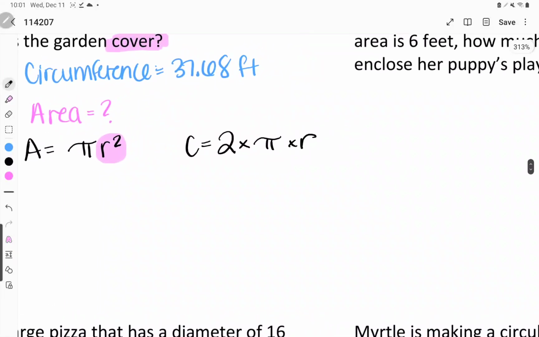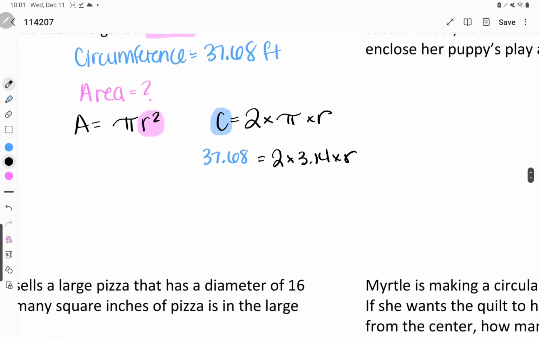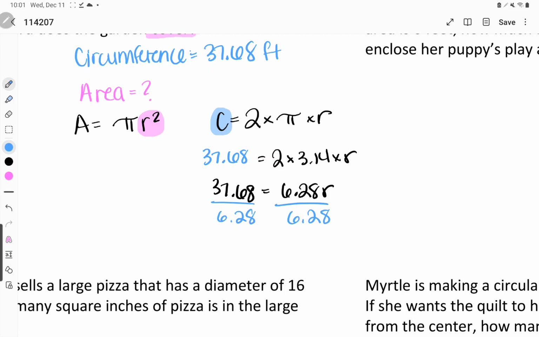Okay, so now what I can do is I can say, all right, well, we know that the fence is 37.68. So my circumference is 37.68. Then after circumference comes an equal sign, then a 2, and then 3.14, and then radius. So I do 37.68 equals 6.28 times your radius. And we just divide both sides by 6.28 to get rid of that multiplication. And we find that our radius is going to equal 6 after you do that.